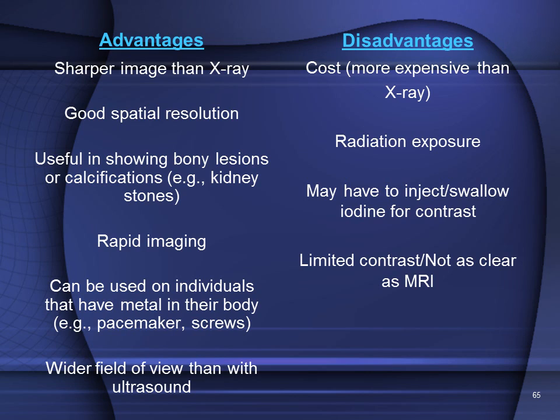The disadvantages are that the cost is more expensive than that of the conventional X-ray. There is still radiation exposure, and the radiographer may still have to inject a contrast agent into the patient or have the patient swallow a contrast agent, such as a barium meal. There is limited contrast with respect to soft tissues, in that it is not as clear as MRI or magnetic resonance imaging.